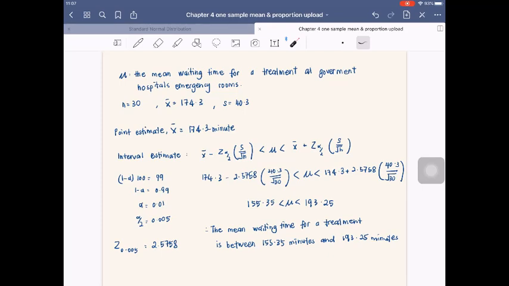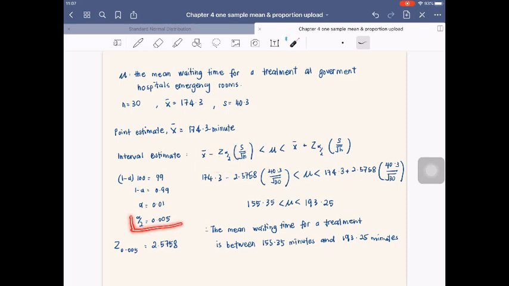Remember, point estimate is a single value. So here, point estimate will be our x bar, which is equal to 174.3 minutes. Next, we need to find our interval estimation. So we're going to use this formula. We have our confidence level of 99%. So 1 minus alpha times 100 equal to 99. Alpha is 0.01.